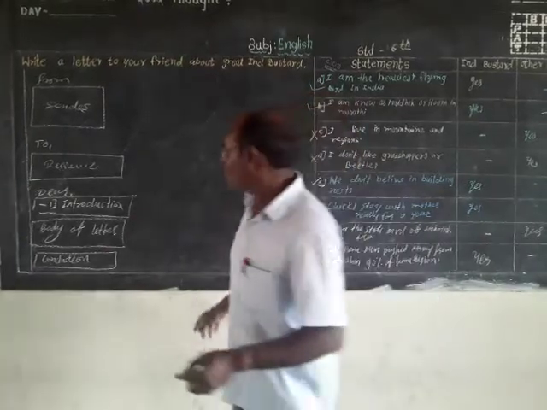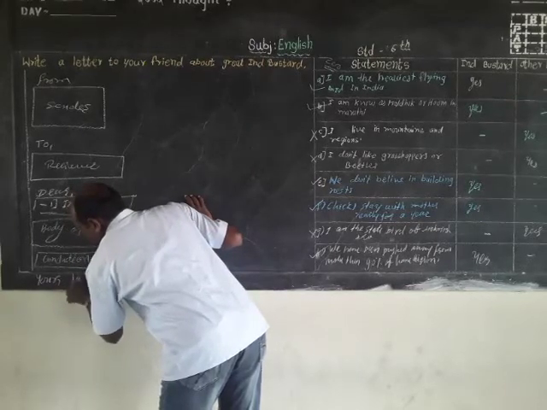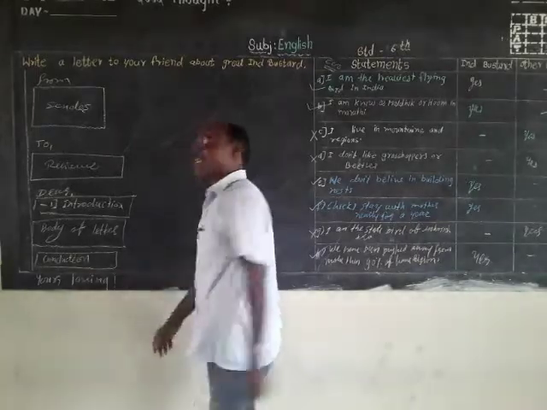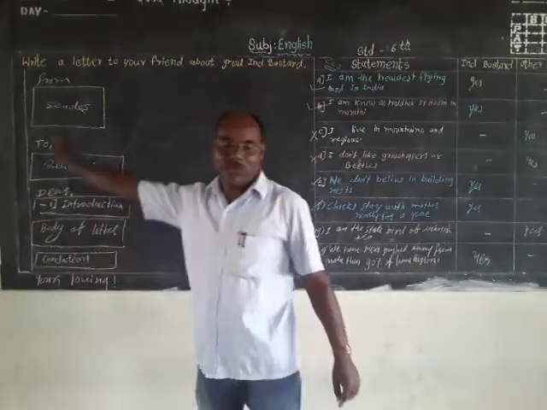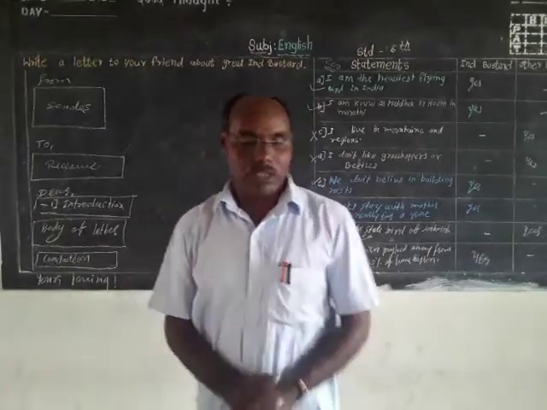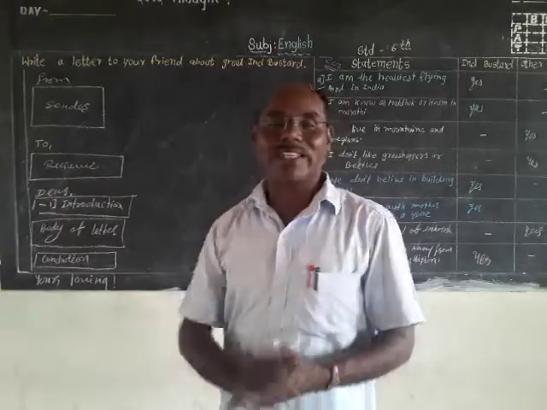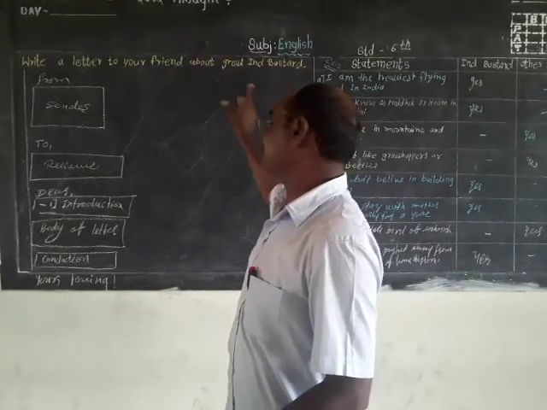And at the end, yours loving. This is how the letter can be written. Then all should be in one line. So this is how the letter is written. You can write the letter to your friend about the Great Indian Bustard.